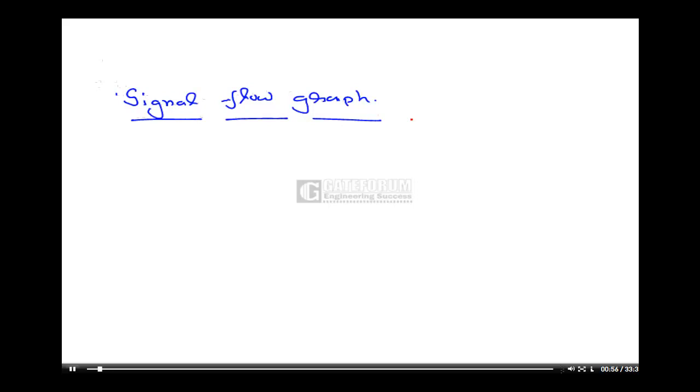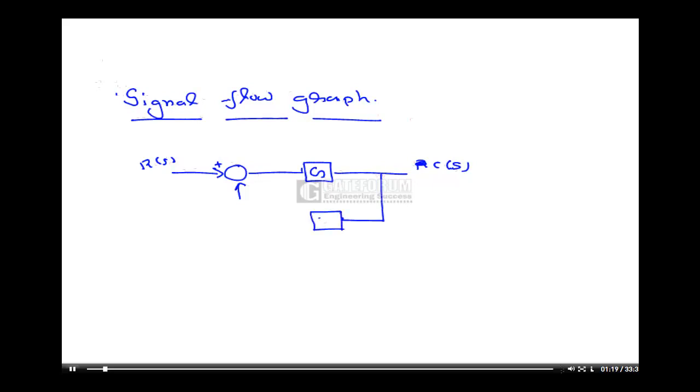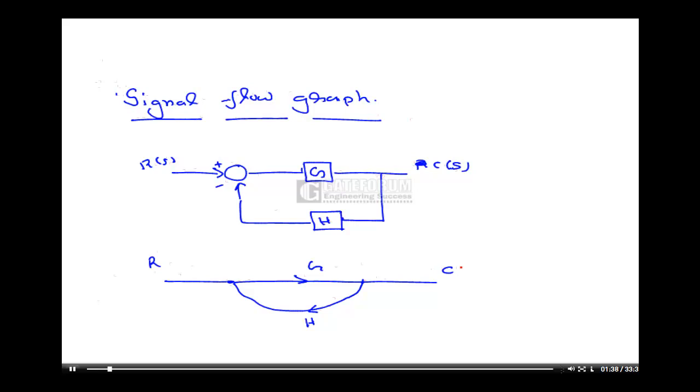Now, these signal flow graphs are the simplified version of the block diagram. For example, if I have this block diagram for a system, let this be G, this be H minus, I can write this in the form of a signal flow graph. Okay, this is my R, this is my C. This is the equivalent signal flow graph for the given block diagram.